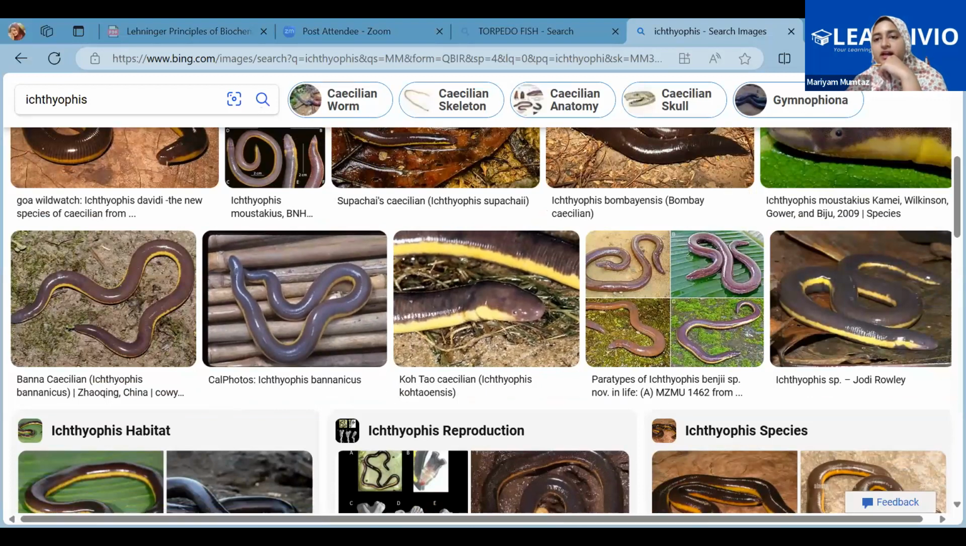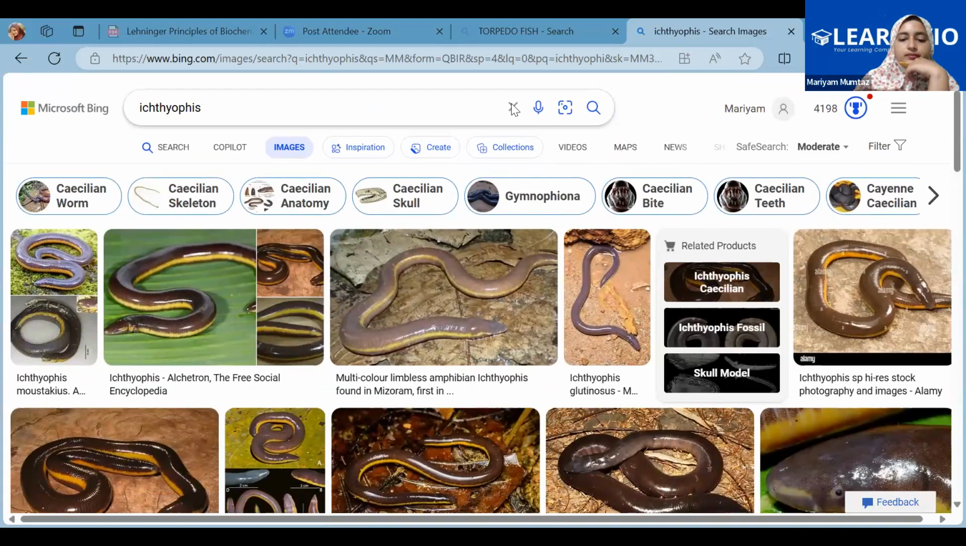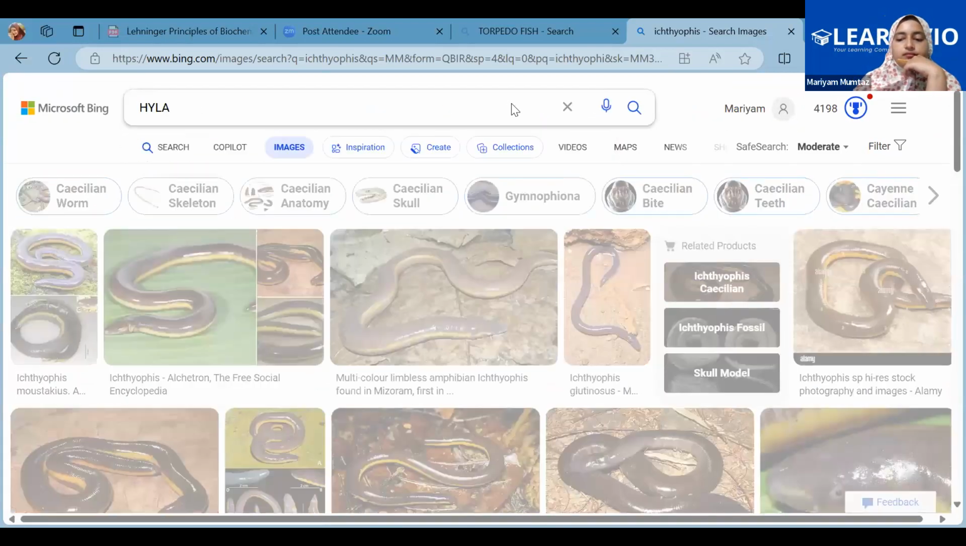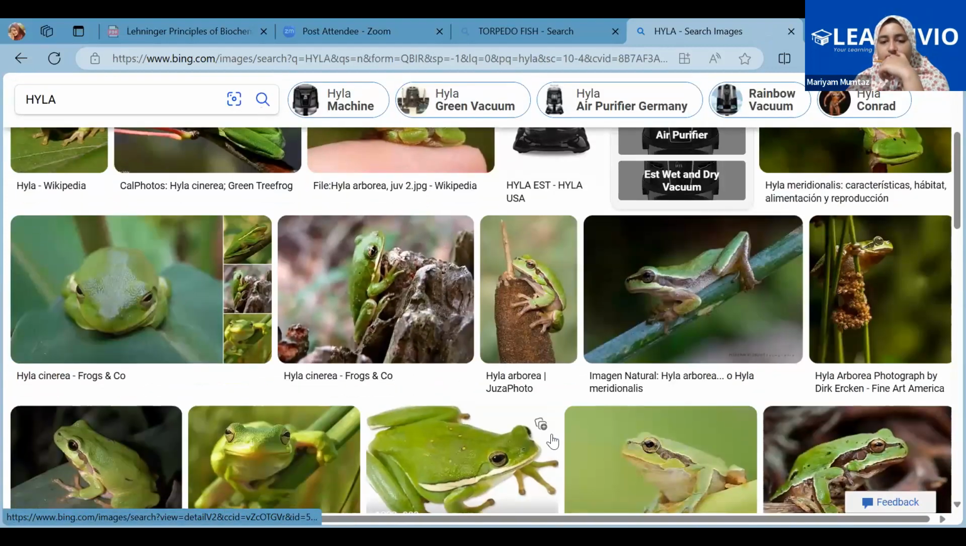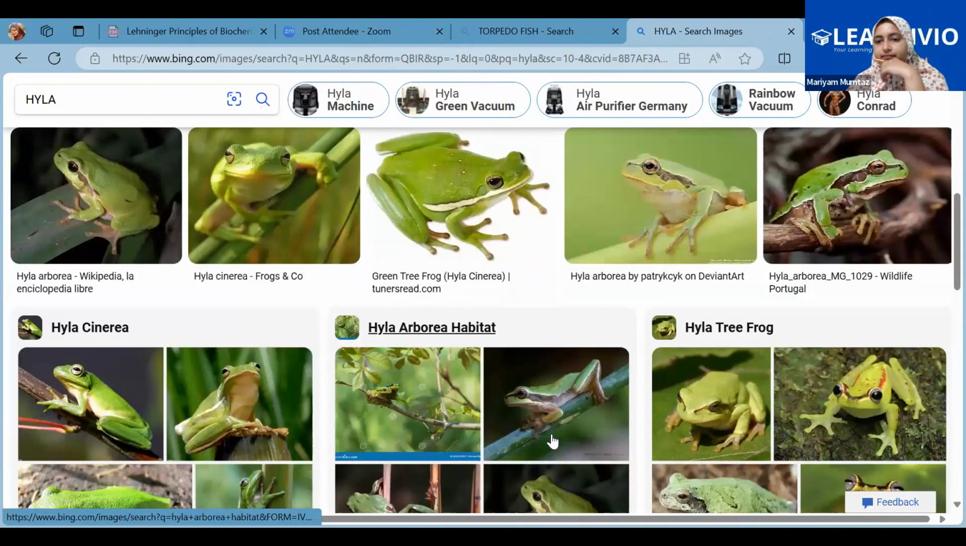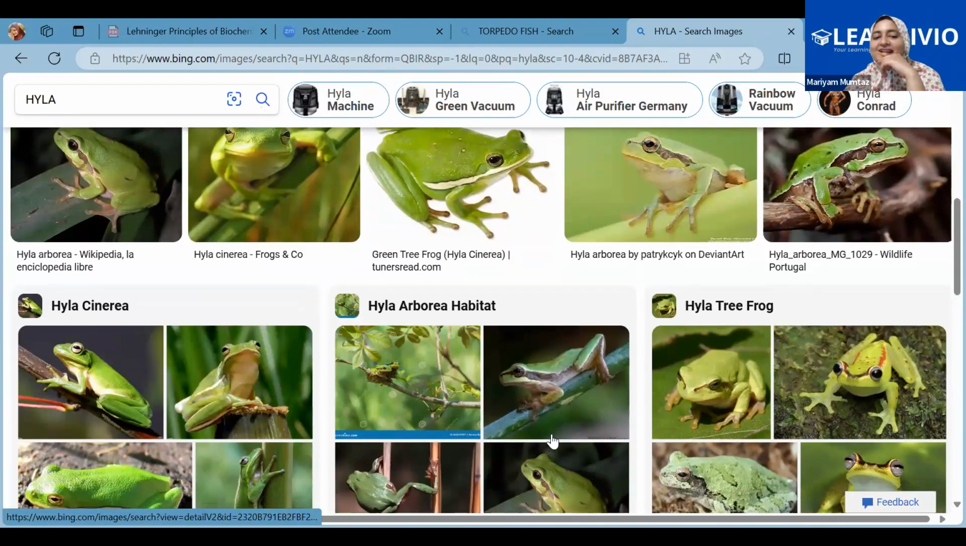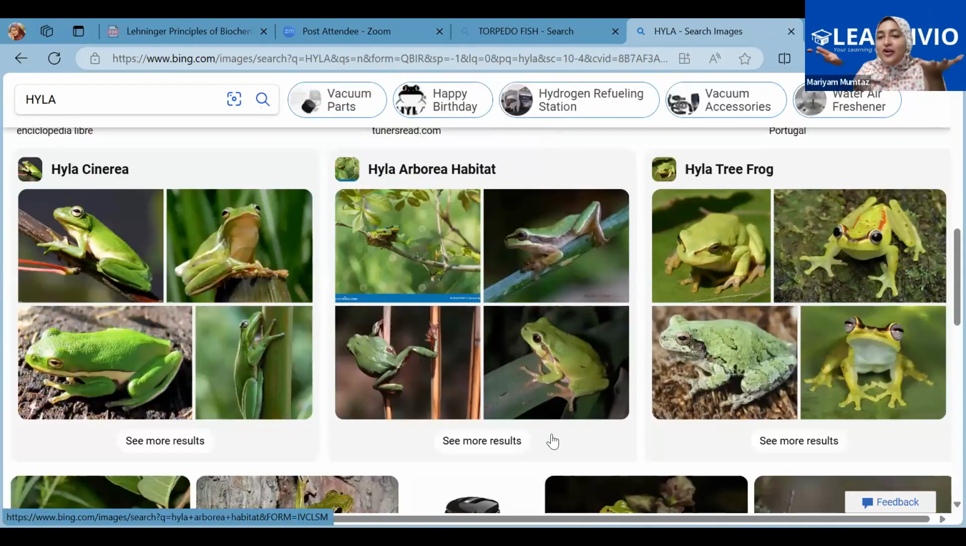One more is left. Hyla. Hyla is a tree frog. You might have seen that meme wherein the frog is like this. Have you seen that meme? This is that frog. So that is your amphibian. So we have completed the amphibia.